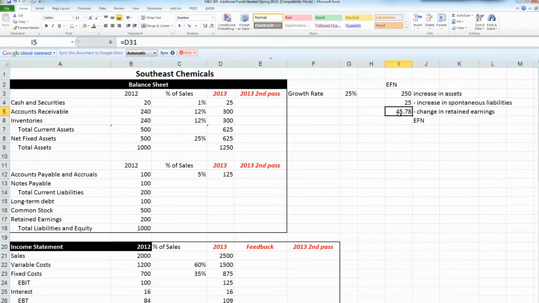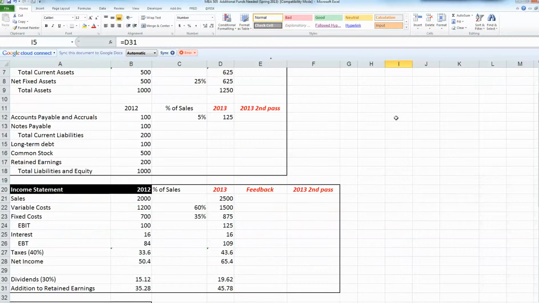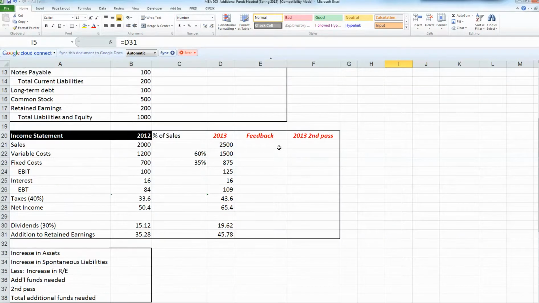This is a little bit different than what we got when we used the equation. I can't remember the exact number when we used the equation, but remember, the EFN equation assumes that profit margin is going to stay constant. And just so we can evaluate it, I'm going to put net profit margin here. So in 2012, my net profit margin was the net income divided by sales. So it's 2.52%.